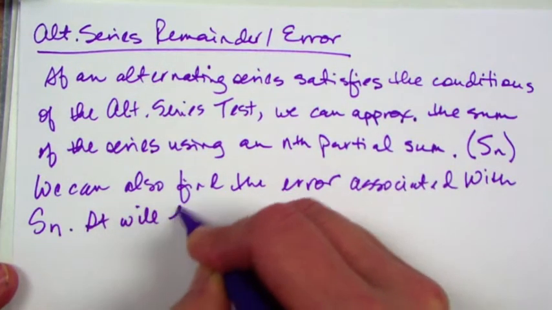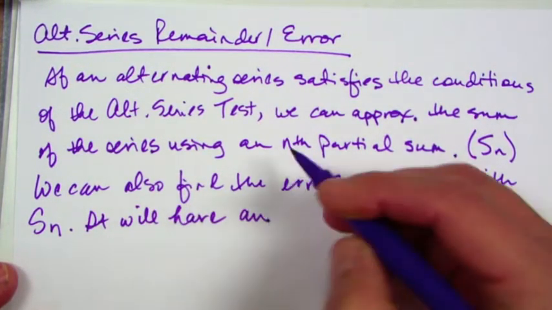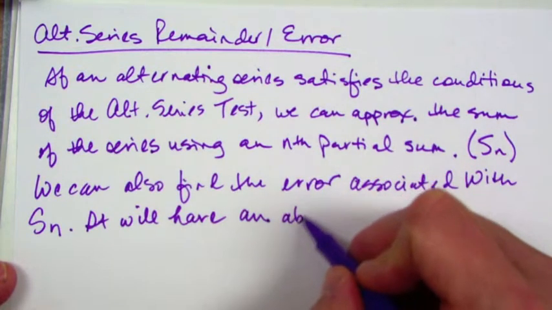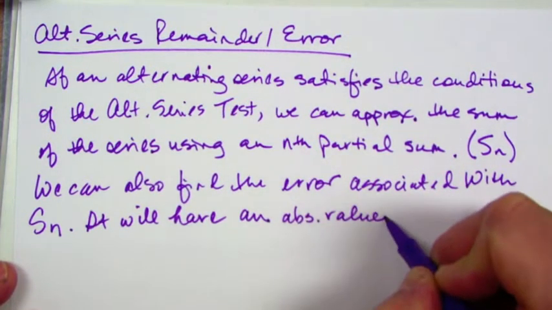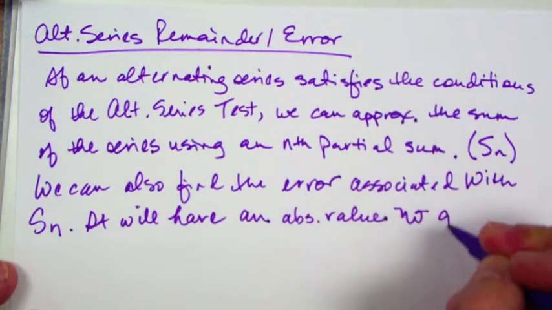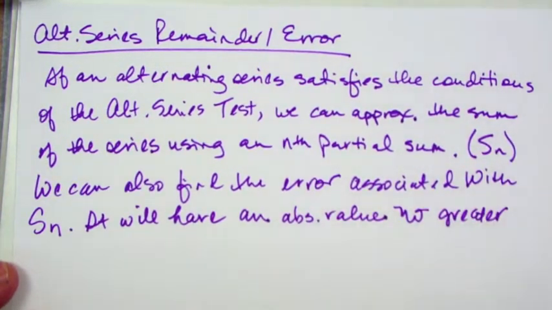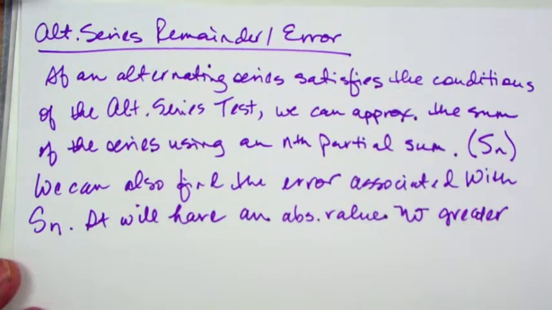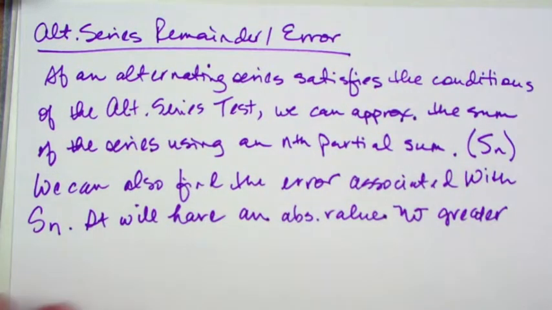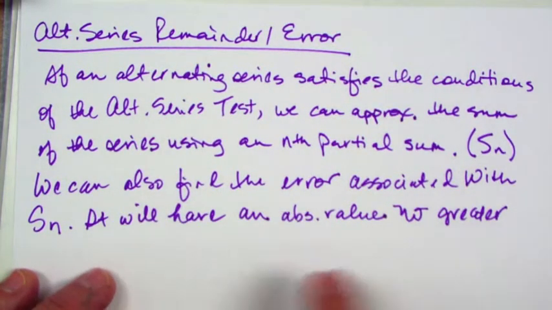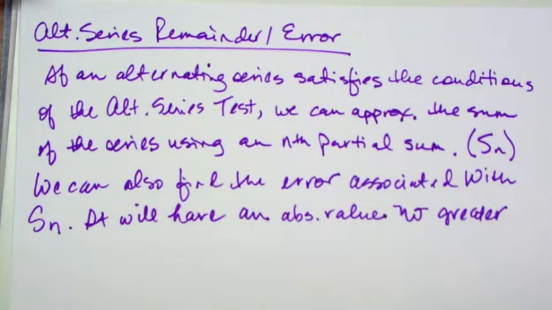It will have an absolute value no greater. Sorry, I didn't write this sentence exactly right. I want to make sure that I'm saying what I mean to say. It'll have an error no greater than.